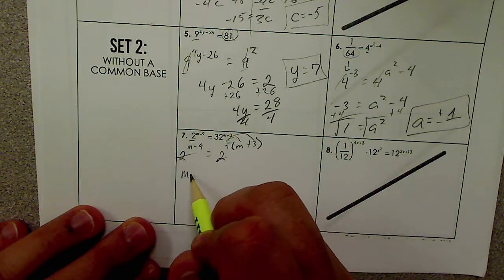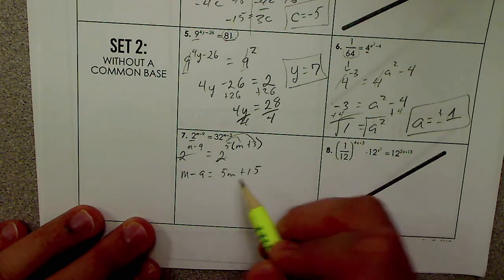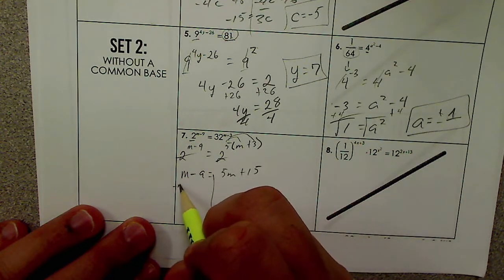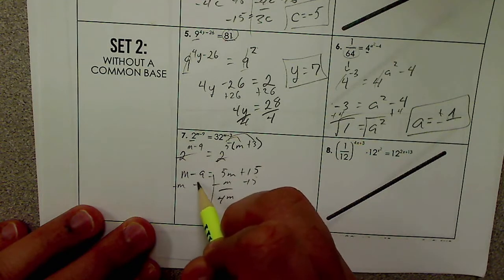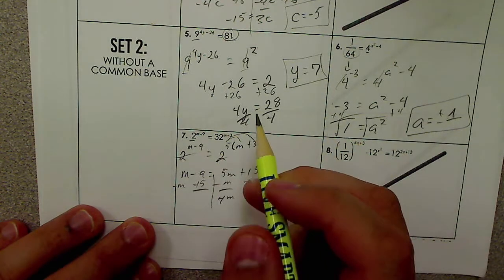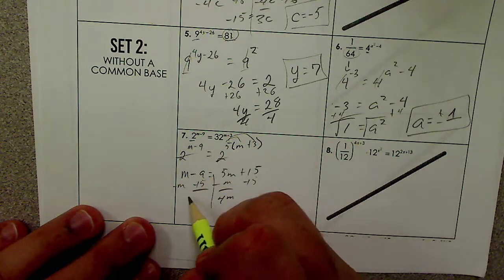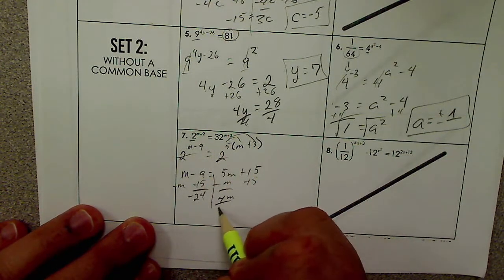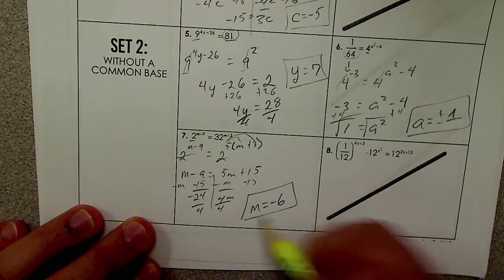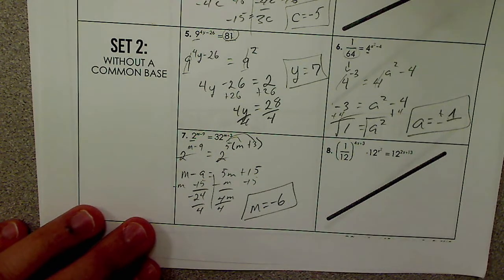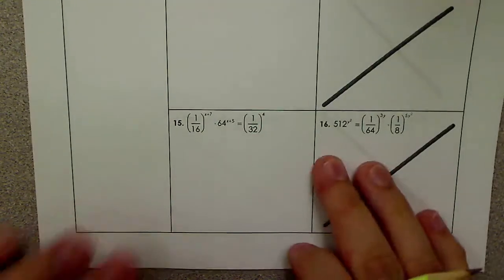Okay, so you have m minus 9 is equal to 5m plus 15. And then you can do some algebra. And that's going to be negative 24. So that m has to be equal to negative 6. So that's what we talk about when we solve the equation with common bases. That's essentially what we're looking at.